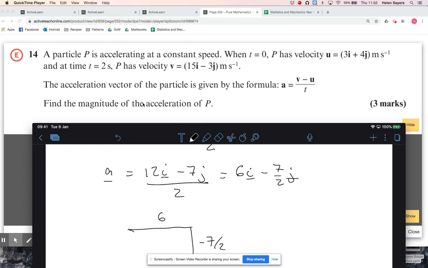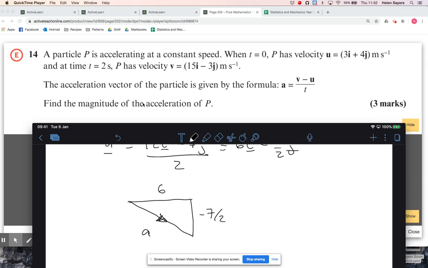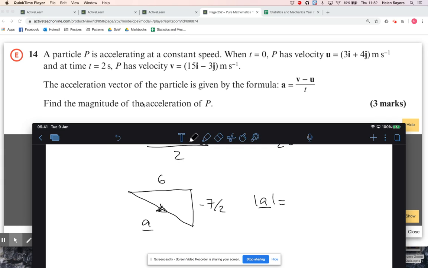so 7 over 2 down. So that is our acceleration vector. They want the magnitude of that, so that is just Pythagoras. And because I'm squaring, I don't really care that it's minus 7 over 2. When I square it, it's not going to make any difference. So 6 squared plus 3.5 squared, all square rooted. In exact value, that's coming up as root 193 all over 2.